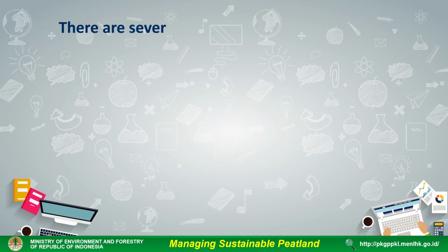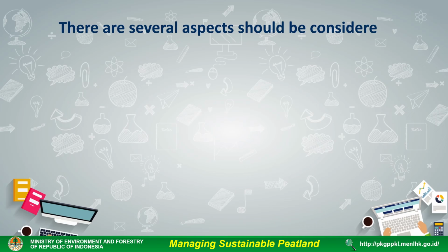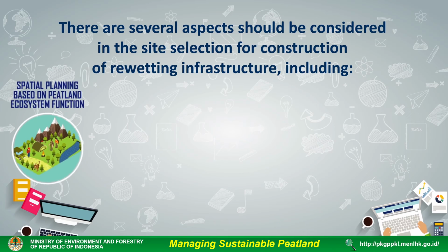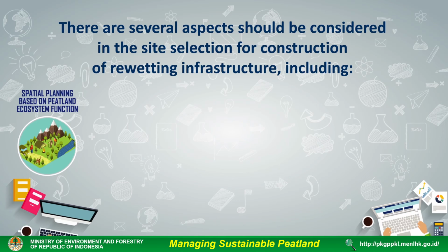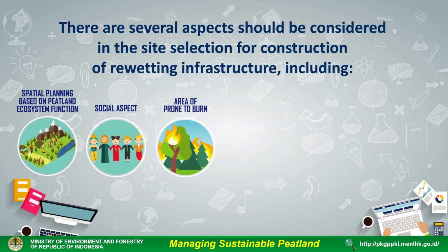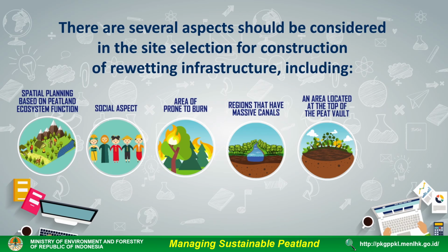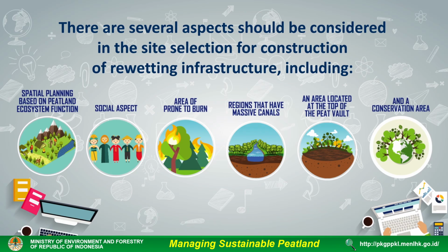There are several aspects that should be considered in the site selection for construction of rewetting infrastructure, including spatial planning based on peatland ecosystem function, social aspects, areas of burned regions that have massive canals, an area located at the top of a peat fault, and a conservation area.